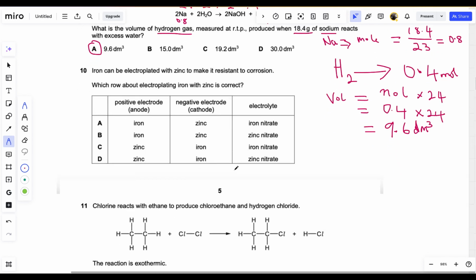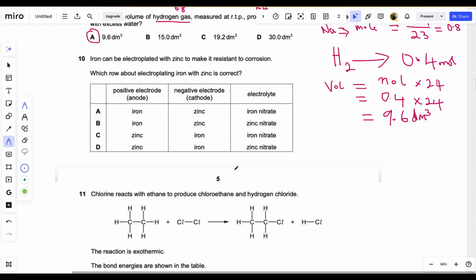Now we go to question number 10 quickly. This type of calculation question takes a bit of your time, but you speed up your time with questions that do not require any calculation. Let's take a look: iron can be electroplated with zinc to make it resistant to corrosion. So meaning you can coat iron with zinc.